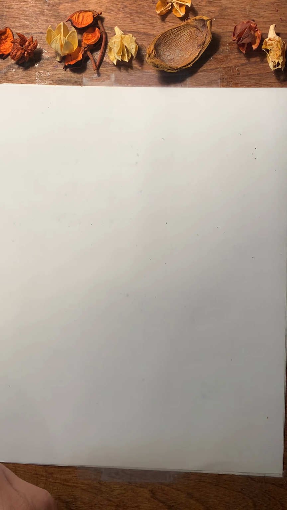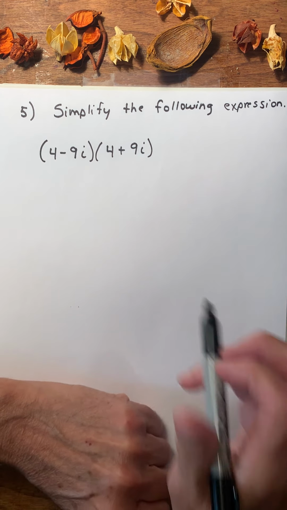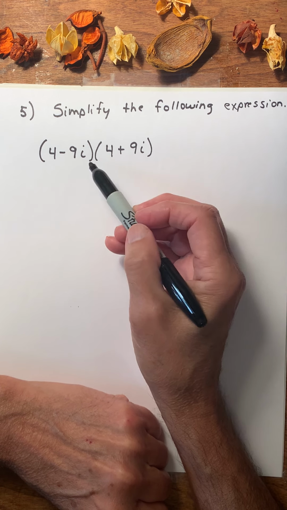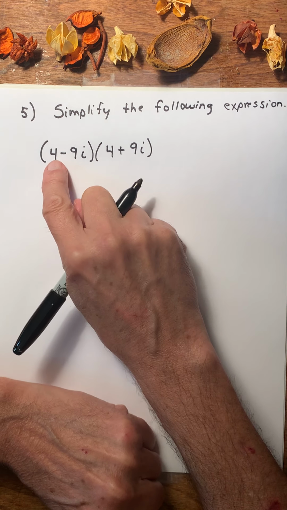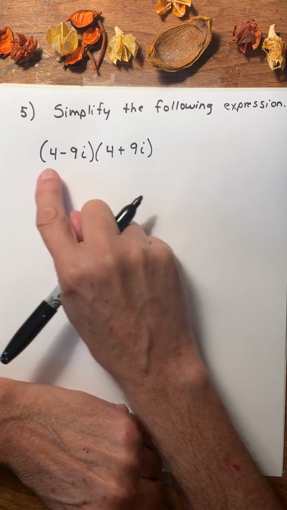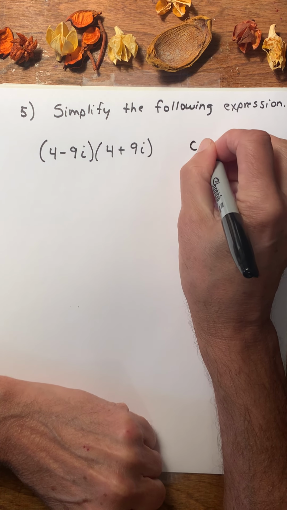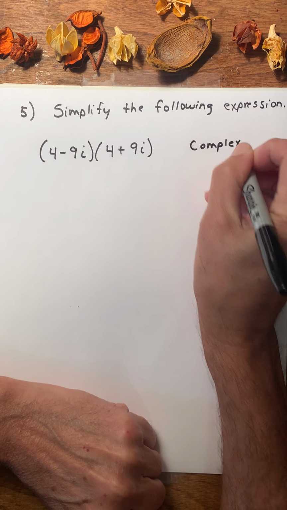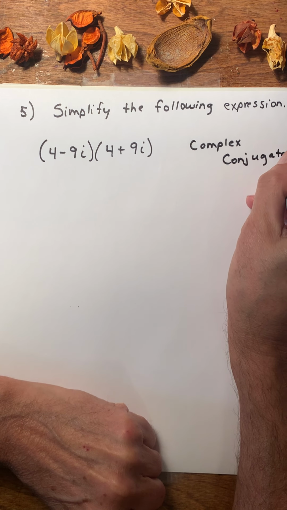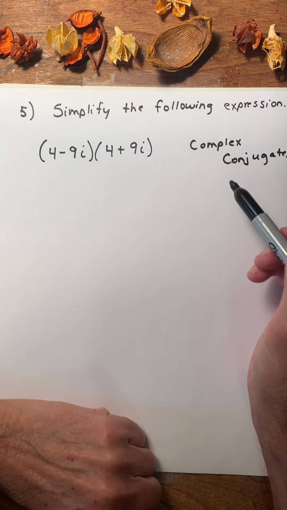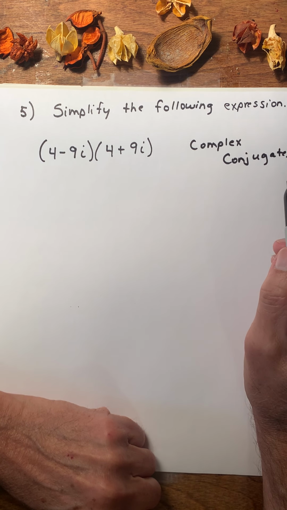All right. Final example is also multiplying binomials, but a very specific kind of binomial. You probably will recognize that these are complex numbers. See that i there? Complex numbers. And in fact, since these are identical except for the sign in the middle, 4 minus 9i, 4 plus 9i, these are called complex conjugates. You don't have to know that to do the problem, but it comes in handy because some of you know what happens when you multiply complex conjugates. We're going to see what happens.